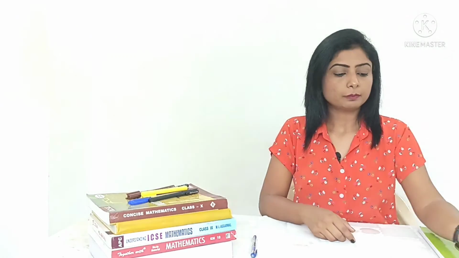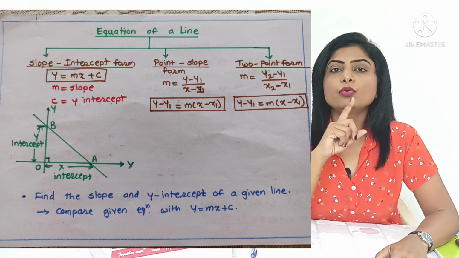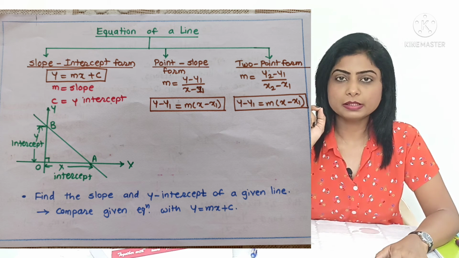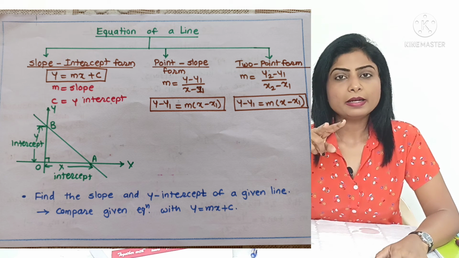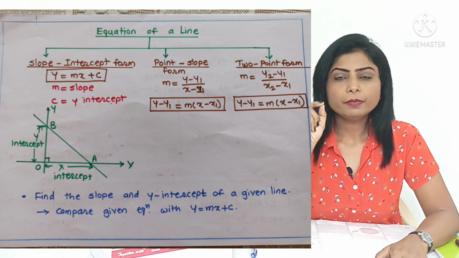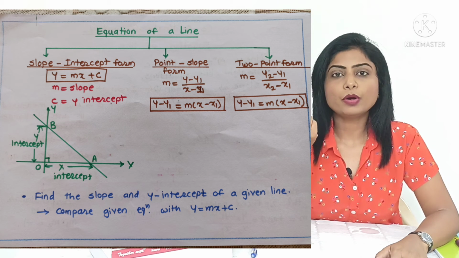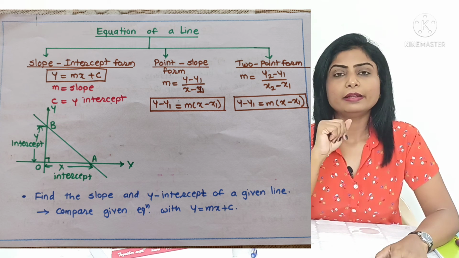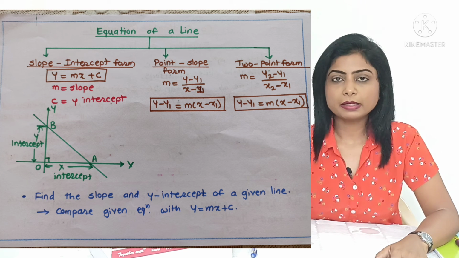Now next comes the equation of line. The 3 types will be: slope intercept form. In this case, you will have slope and y-intercept. You just have to put y is equal to mx plus c, put m and c, you will get the equation of line. The next part is slope point form. In this case, slope and a point will be given, so m is already given and point (x1, y1) is given. In that case, the equation of line will be y minus y1 equals m into (x minus x1).